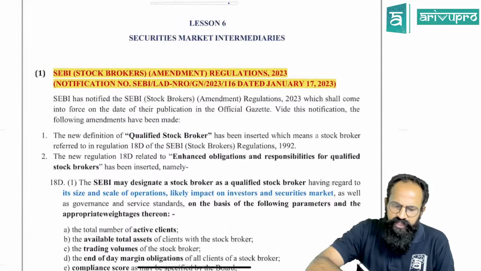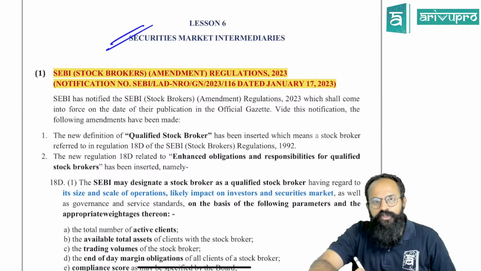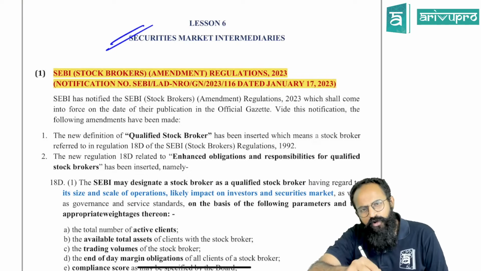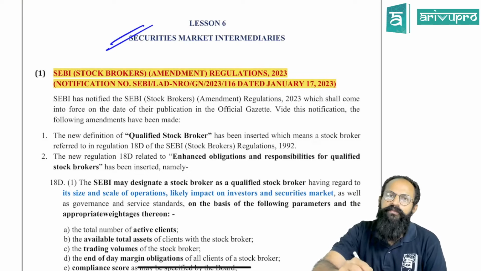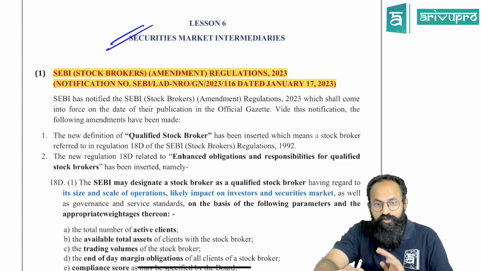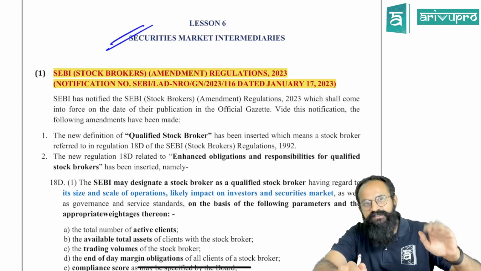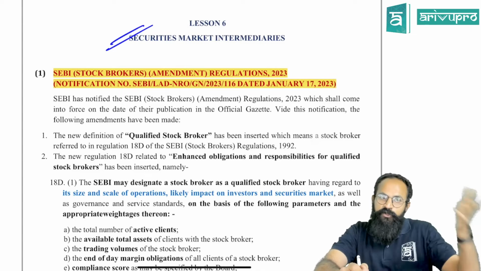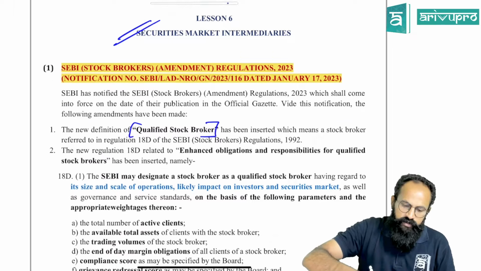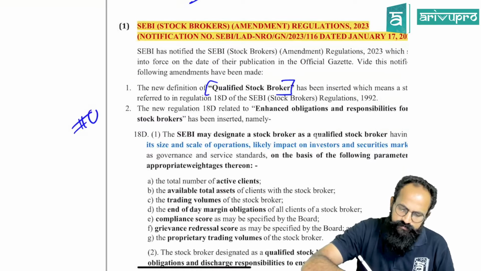Next ones are securities market intermediaries. You had the different types of intermediaries in your book. You had one person called a stockbroker. Now they have introduced one more type of person. It's not a replacement. Stockbrokers are still there. They have introduced a new type of person called a qualified stockbroker. You can expect a question here.